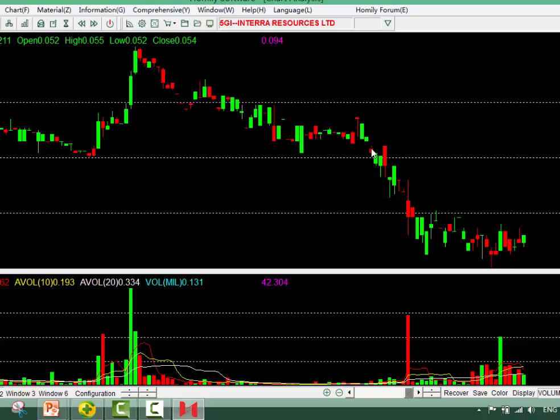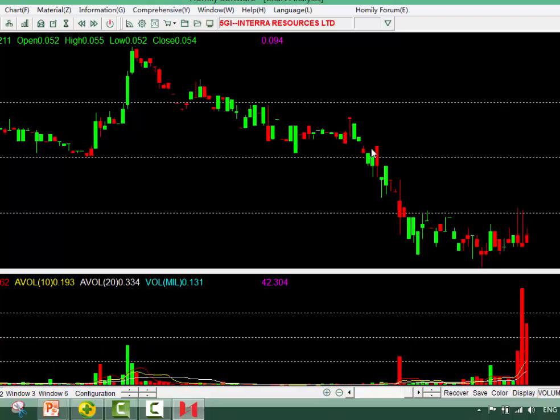Okay, then let's see the volume. Is this share active or not? If we look at the share like this, we can see here the price is on the side of this. So you are not focused on this share because there's no activity. Then you wait and see.